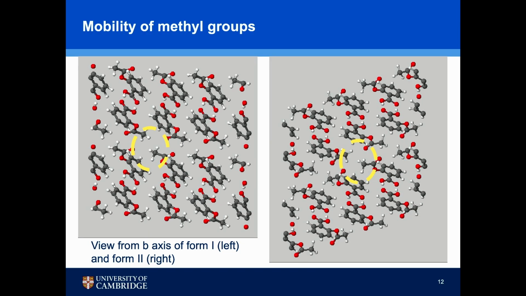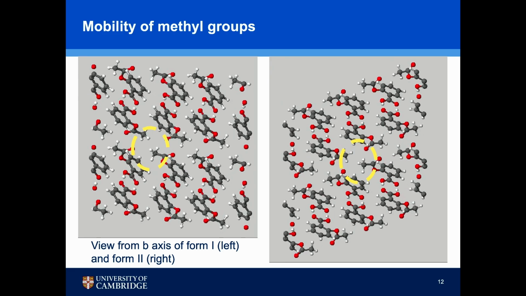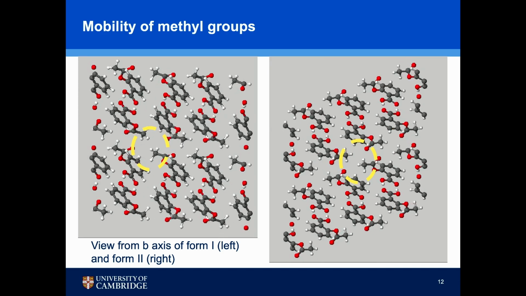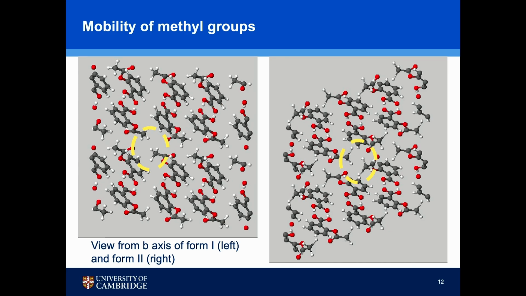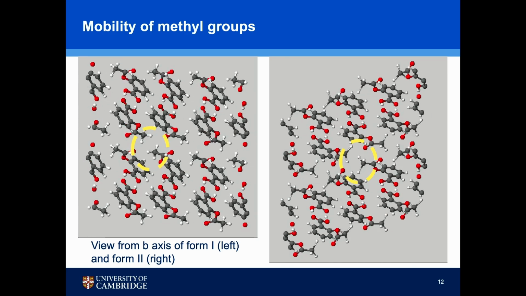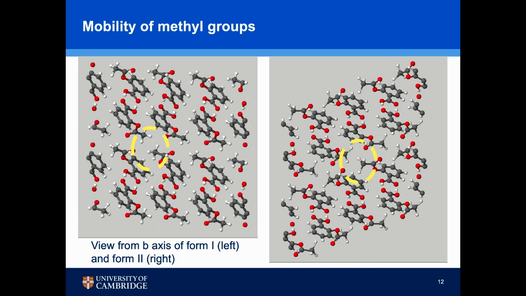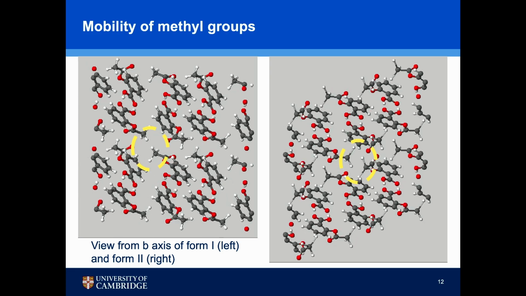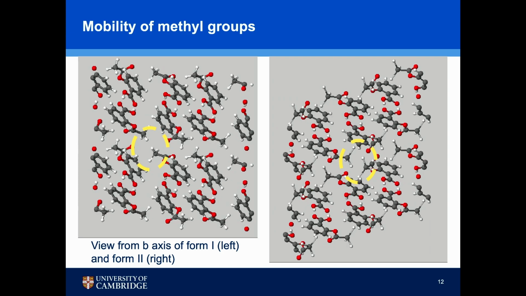And what we also spotted from our calculated spectrum is that here are two modes, where the left one is for form 1 and the right one is for form 2. They're at relatively the same frequency, but if you look closely at the highlighted methyl group, you can see that the methyl group moves freely and with a larger amplitude in form 2 than in form 1. And this phenomenon is consistent across almost the whole frequency range of our interest.